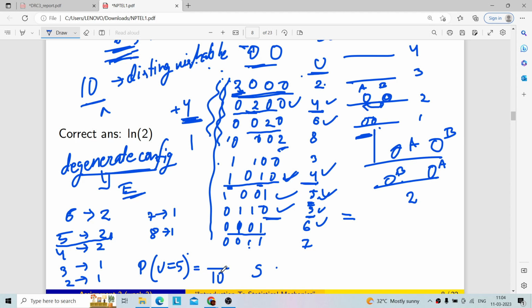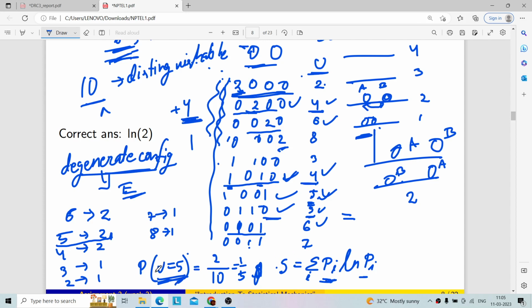I have total 10 configurations. Out of them, 2 are giving me total internal energy 5. So what is the probability of getting total internal energy 5? It's 1 over 5. So the entropy formula in terms of probability is like this: summation over i of pi ln pi, where pi is the probability of being in that state.